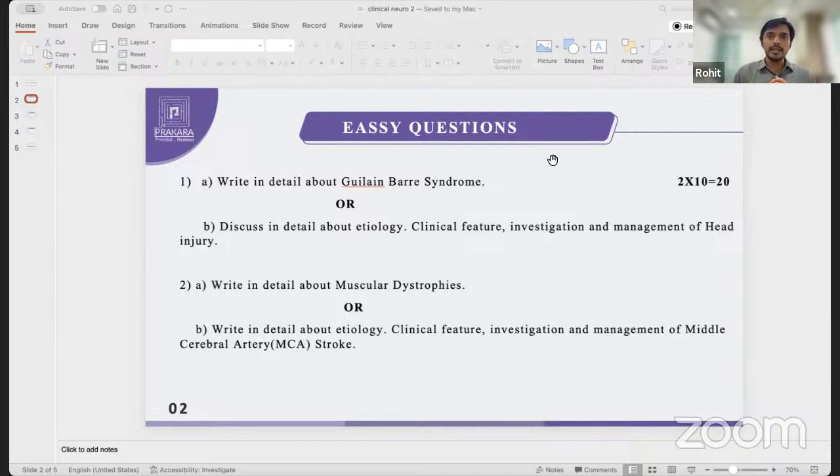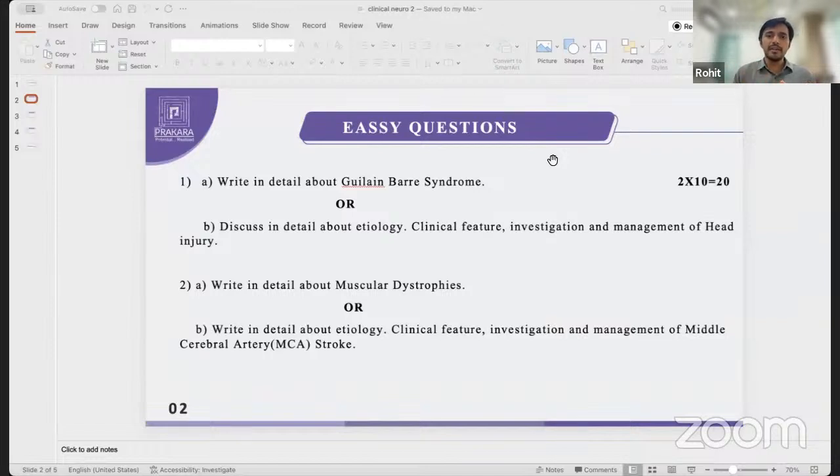Or the second modality is called plasma exchange. Plasma exchange is also done in 5 sessions, preferably on alternate days. Once this plasma exchange is done, we try to clear the antibodies from the patient's plasma, so that the symptoms of Guillain-Barré syndrome are first arrested, and then the patient recovers later.